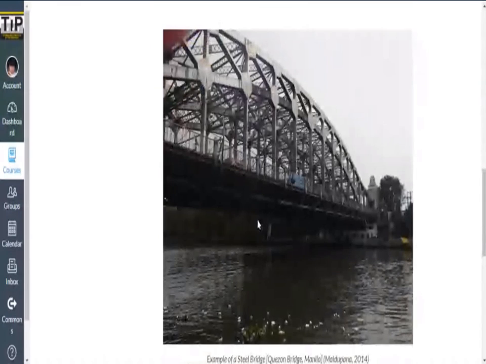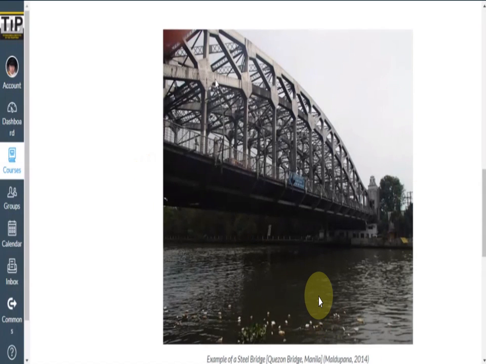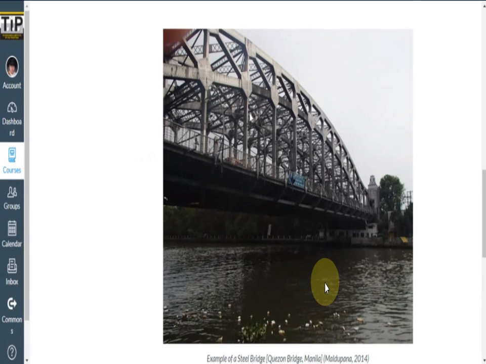Here is an example of a steel bridge. This one is the Quezon Bridge in the city of Manila. Here are the members, and then we also have the connections here. We call them rivets. Although the use of rivets is now obsolete, we now use either bolts or welds.